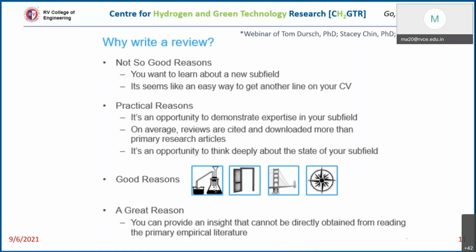So that could be a valid reason to write a research article, and it could be an entry point for novice researchers. And you are trying to bridge the gap through the review article. Fair enough. These are some good reasons. And a great reason for writing a review article could be that you can provide an insight that cannot be directly obtained from reading the primary empirical research literature.